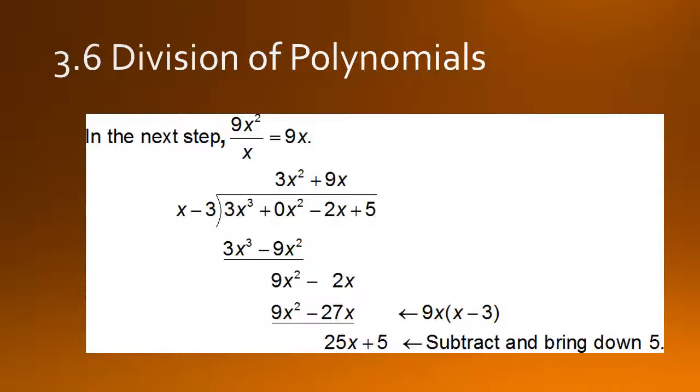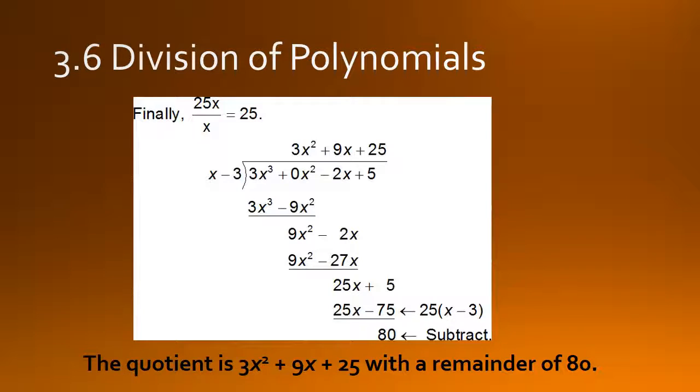So the next number we're going to use, the next term is 9x. We multiply 9x times x minus 3, and we get 9x squared minus 27x. Again, we subtract. -2x minus 27x gives us 25x, and we bring down the 5.